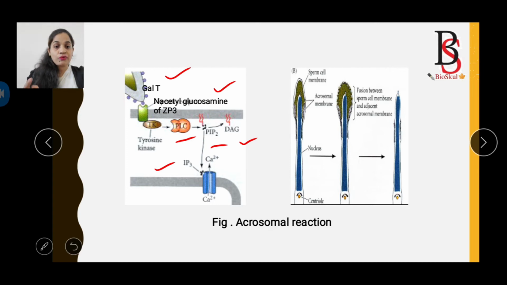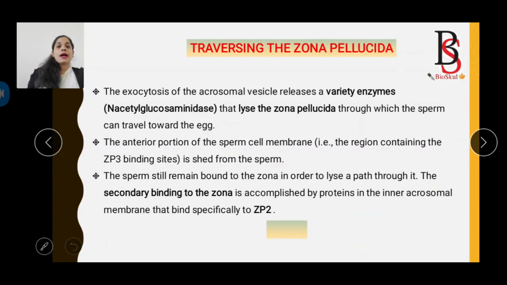This IP3, which is formed by splitting of PIP2, will release calcium ions from the endoplasmic reticulum. When the calcium ions are released, that leads to the fusion of the sperm membrane and the adjacent acrosomal membrane. After the exocytosis of the acrosomal vesicle, a variety of enzymes will be released. One of those enzymes is N-acetyl glucosaminidase, which cleaves the N-acetyl glucosamine residue on ZP3, so that the sperm can travel towards the egg.